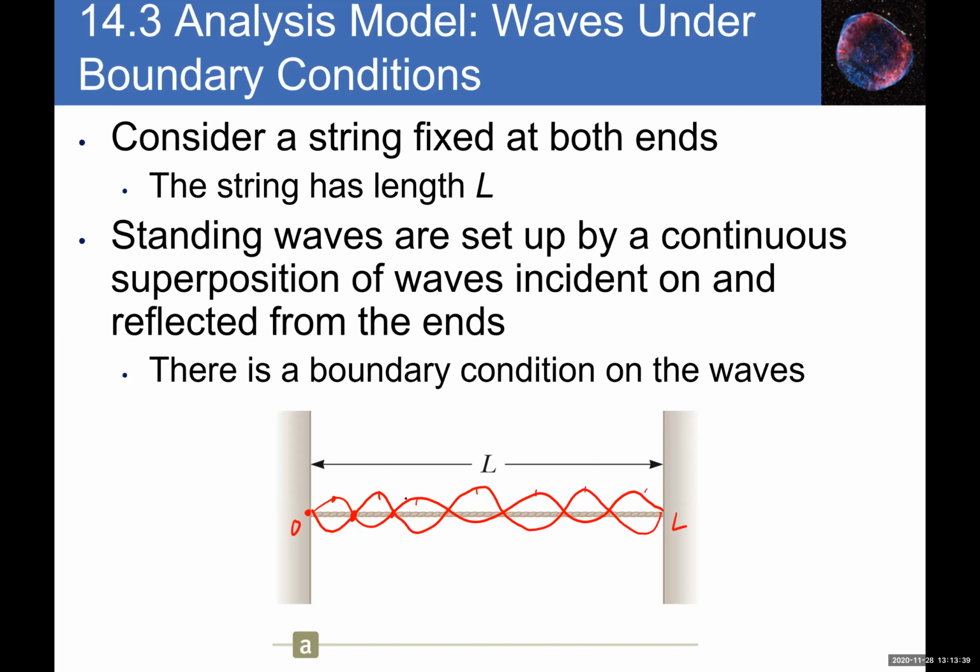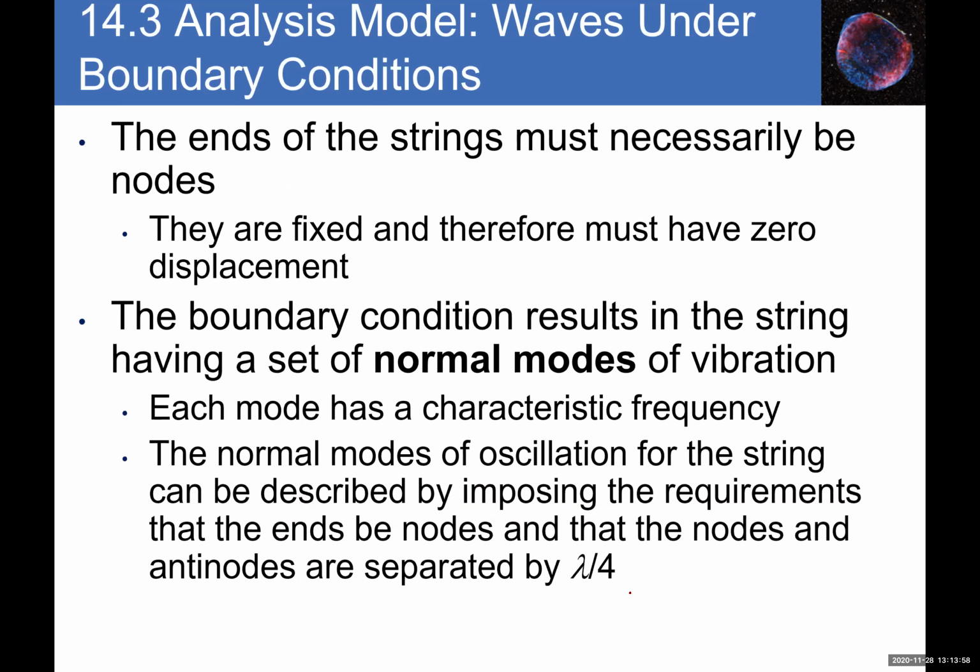So in this case, 1, 2, 3, 4, 5, 6, 7. This is represented as n equals 7. Our textbook uses n for that, and it represents the number of shapes or number of antinodes. You can write that the ends of the string must necessarily be nodes. That's the condition that we have.